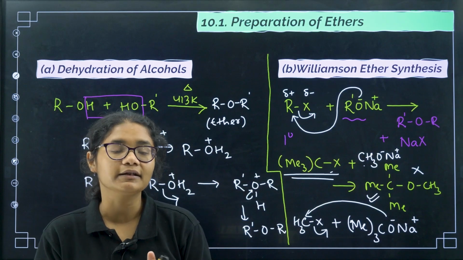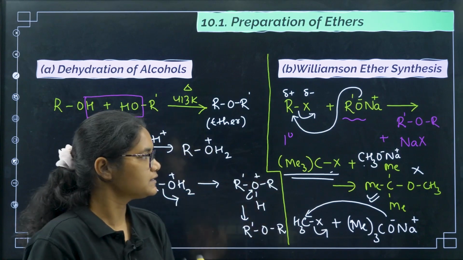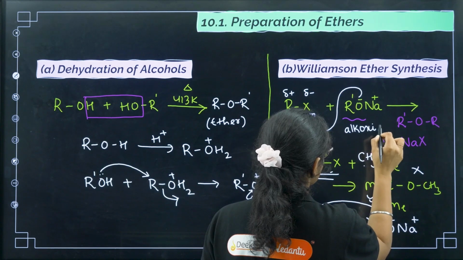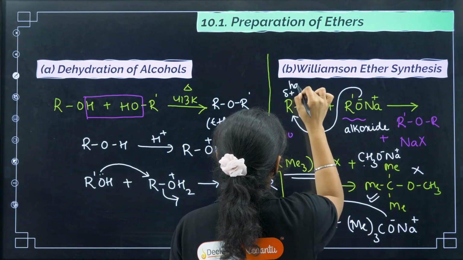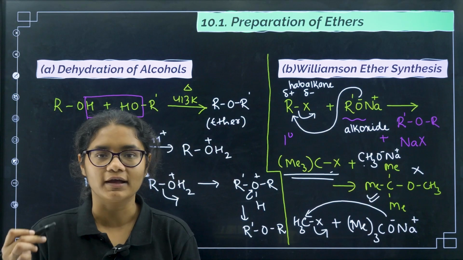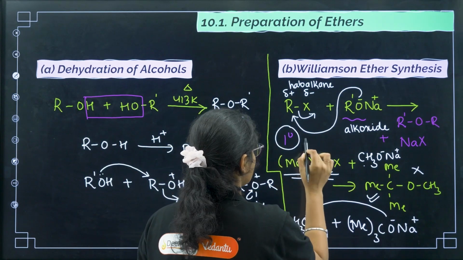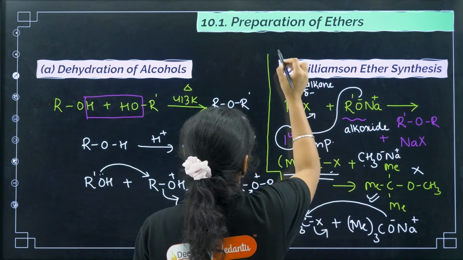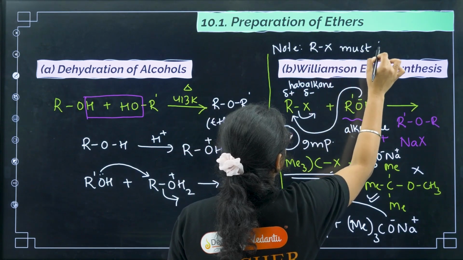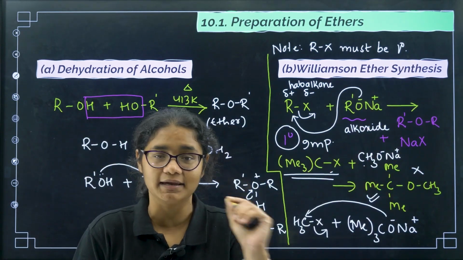Okay, so what you have to remember, that the RX part should always be a primary halide. Okay, so what is basically this reaction taking place? This reaction is taking place between alkoxide, this is called alkoxide, and a haloalkane. Right, so alkoxide and haloalkane should react to give you an ether and a sodium halide, right? But the thing that you must remember is very, very important. Okay, so let us make a note here. Note: RX must be primary. Okay, please note down and put a box on this. This is a very, very, very important point.